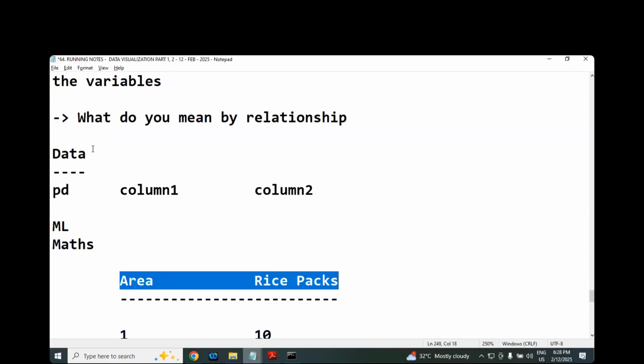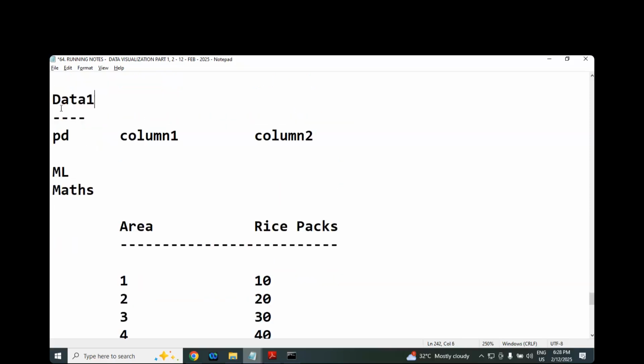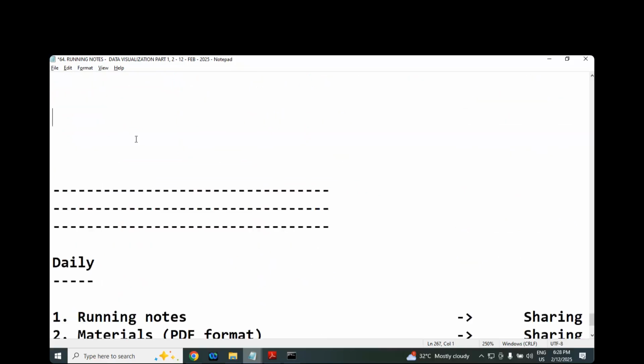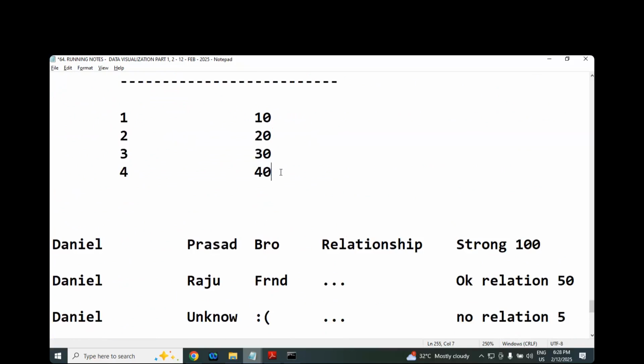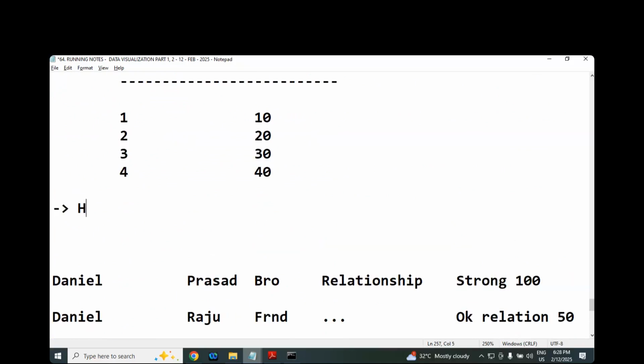Nice. This is data number 1. Let me take data number 2. Can I write here so that it will be helpful for you? Here, if area is increasing, then rice packs also.